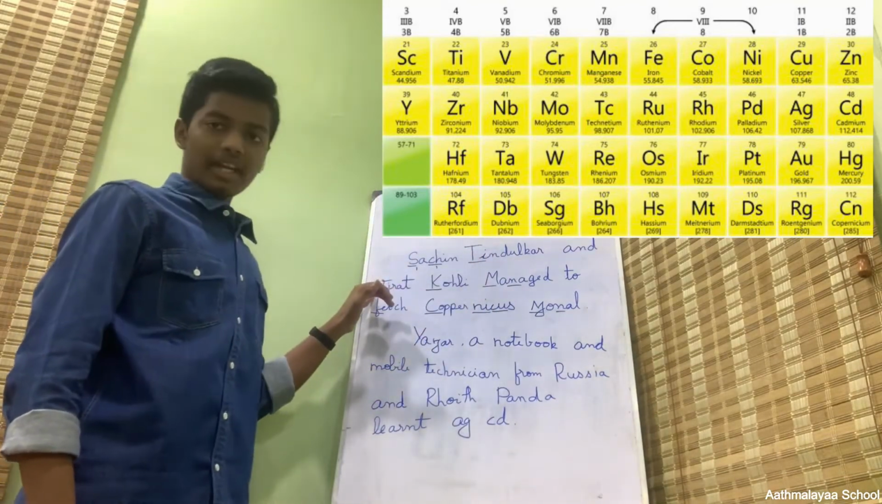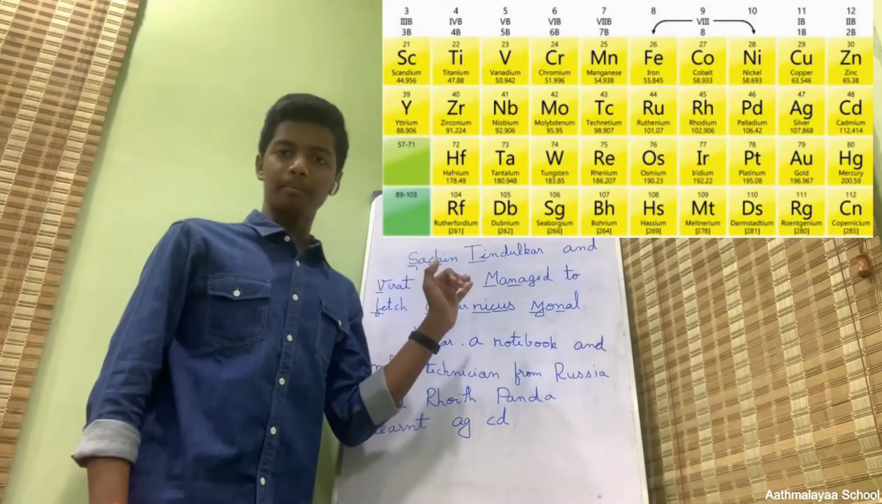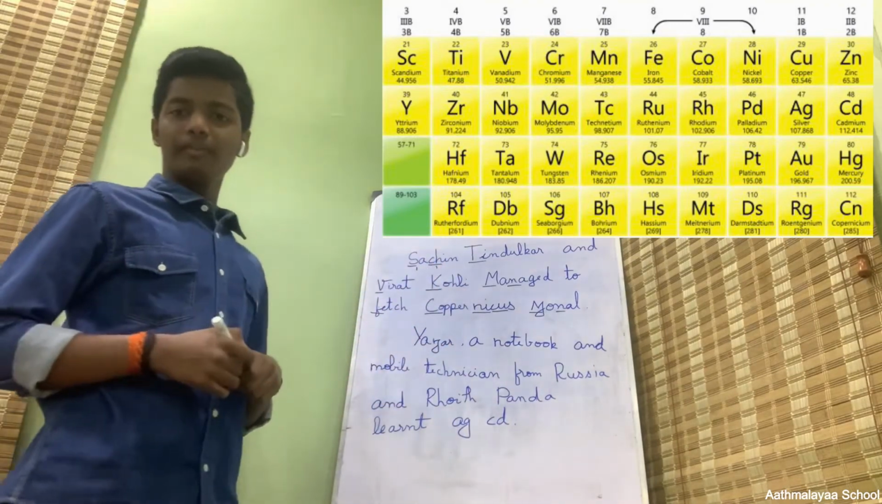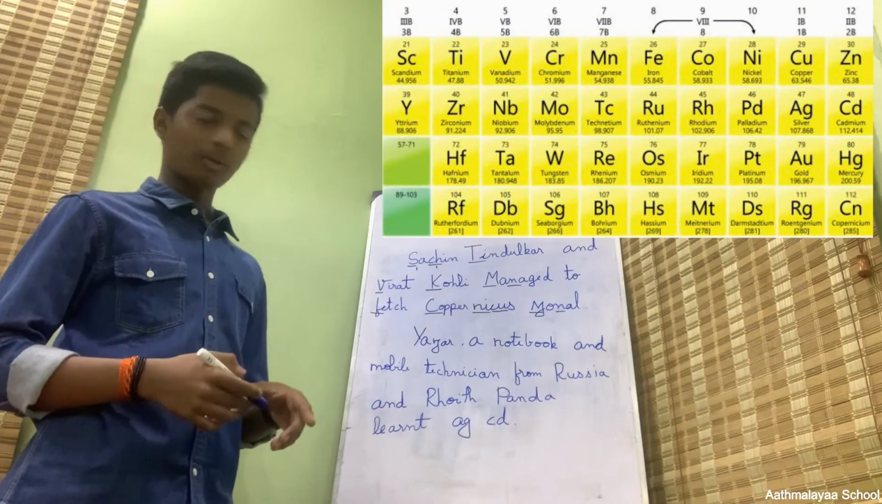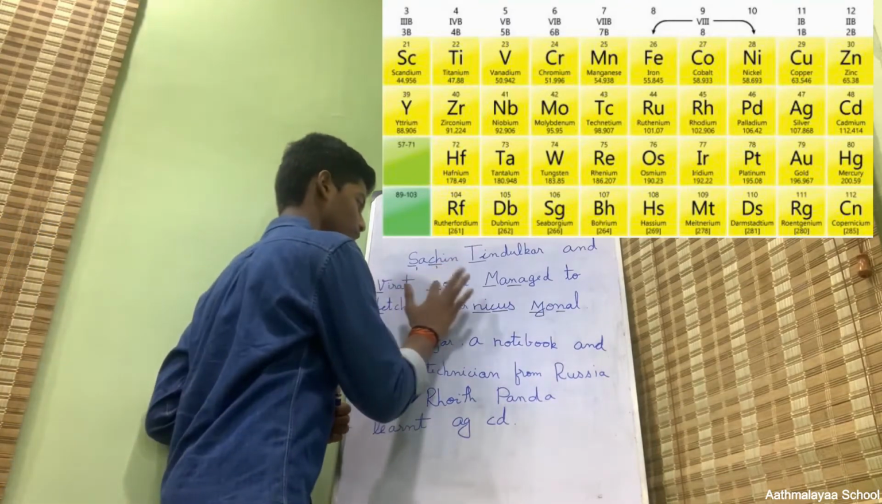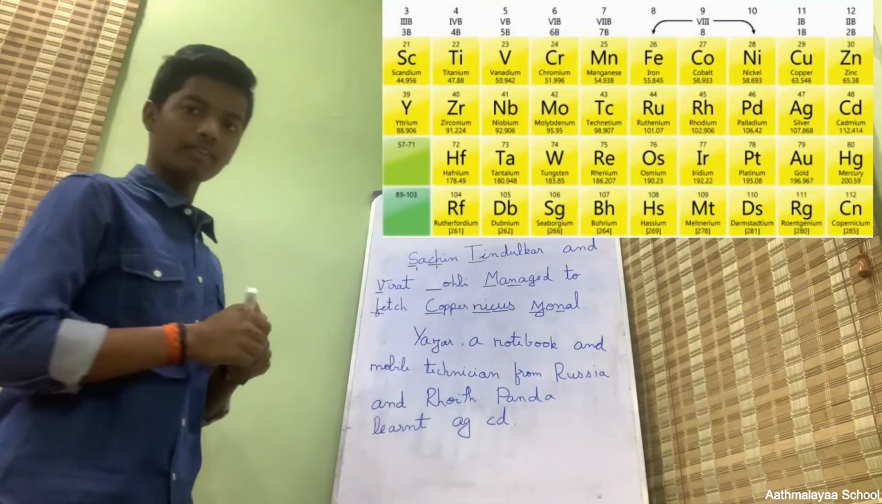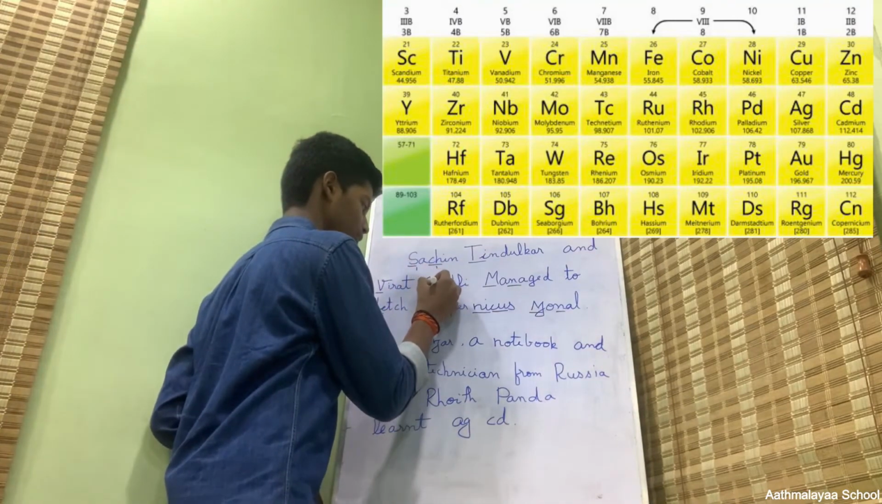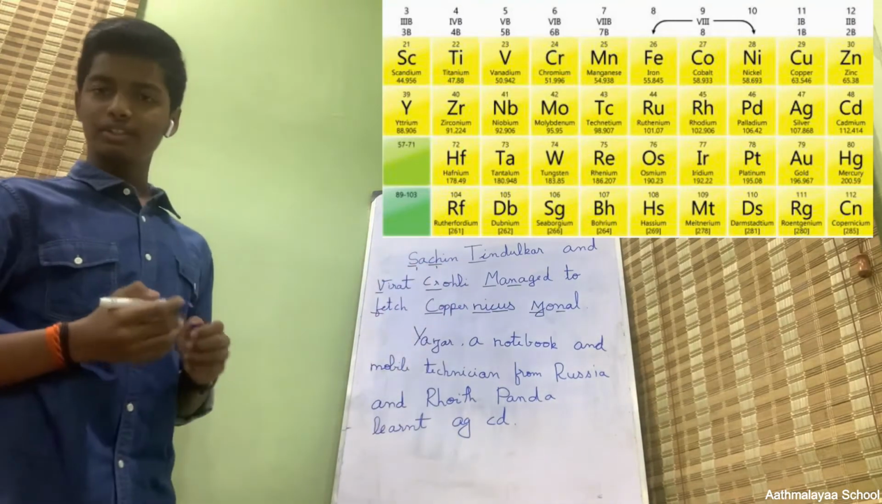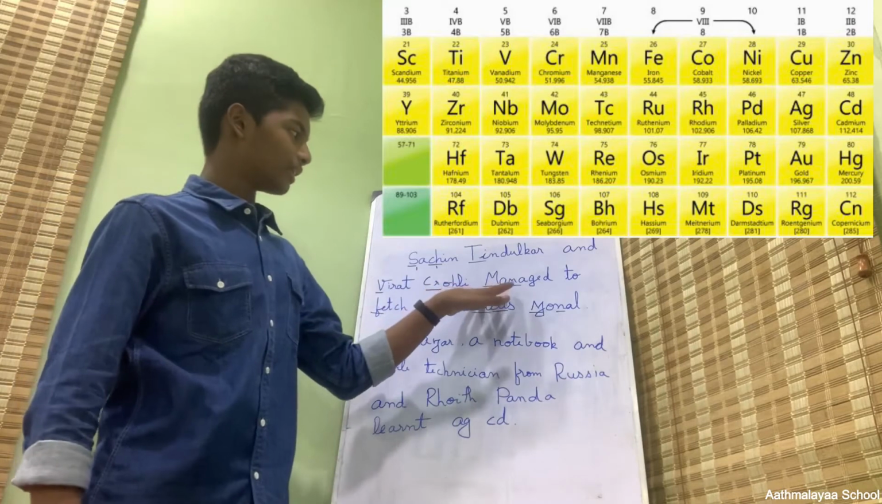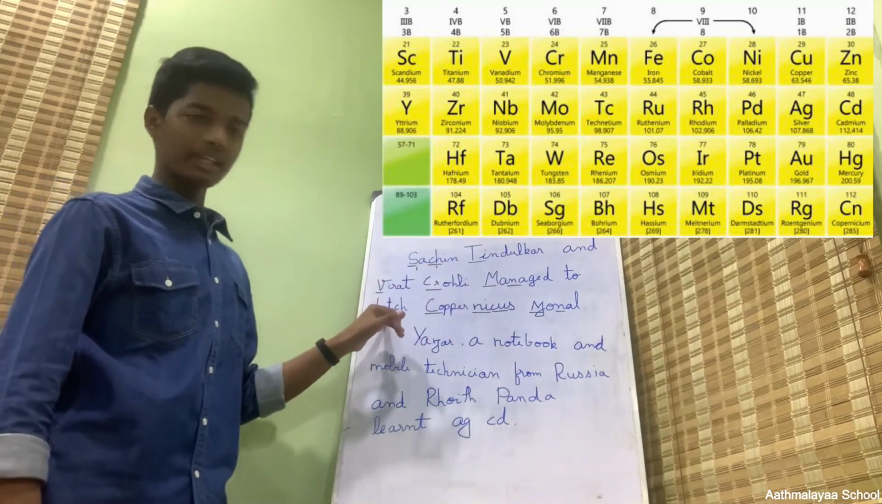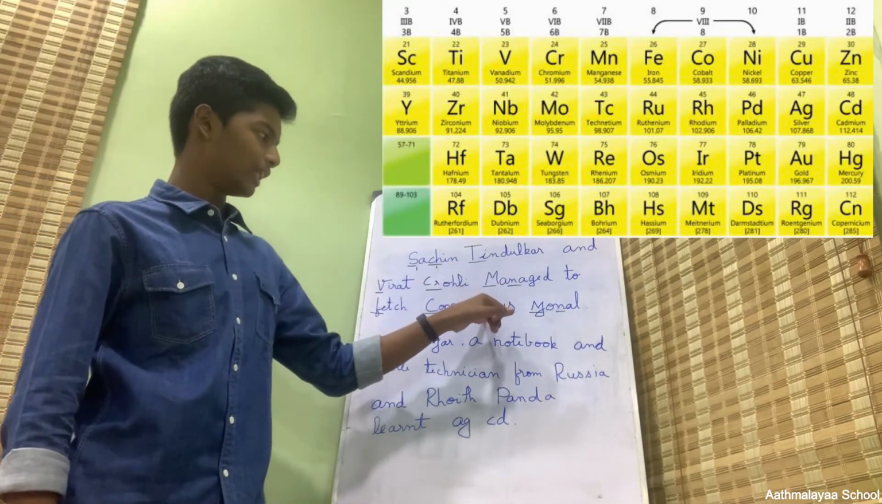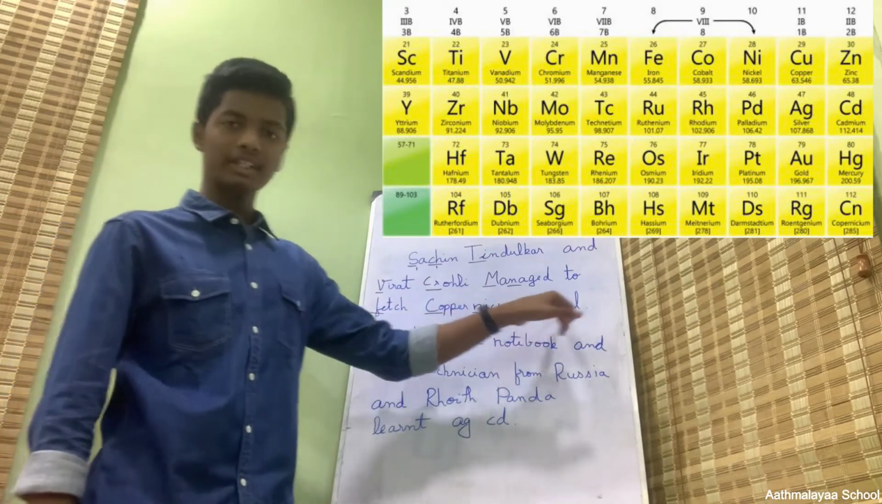And V is vanadium and next is chromium, but here it is K. So we can change it according to our requirement. Here instead of K we are using Cr. Now it is chromium. And Mn is manganese, Fe iron, Co cobalt, Ni nickel, Cu copper and Zn is zinc.